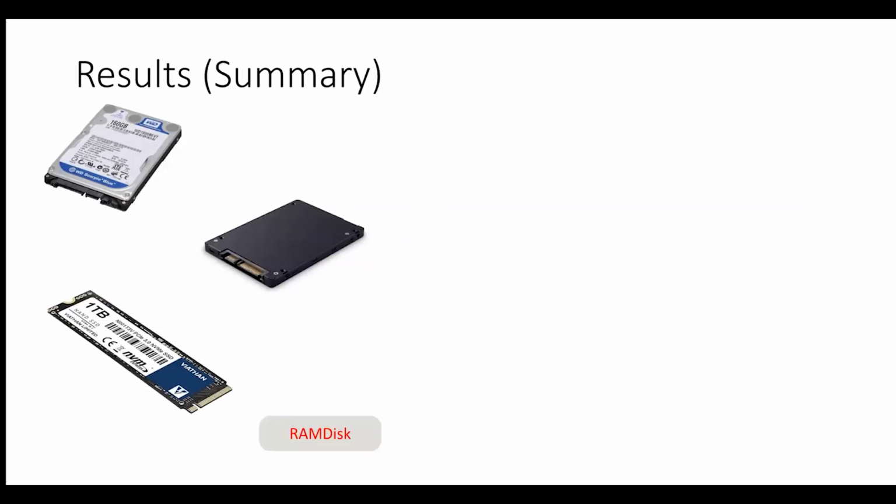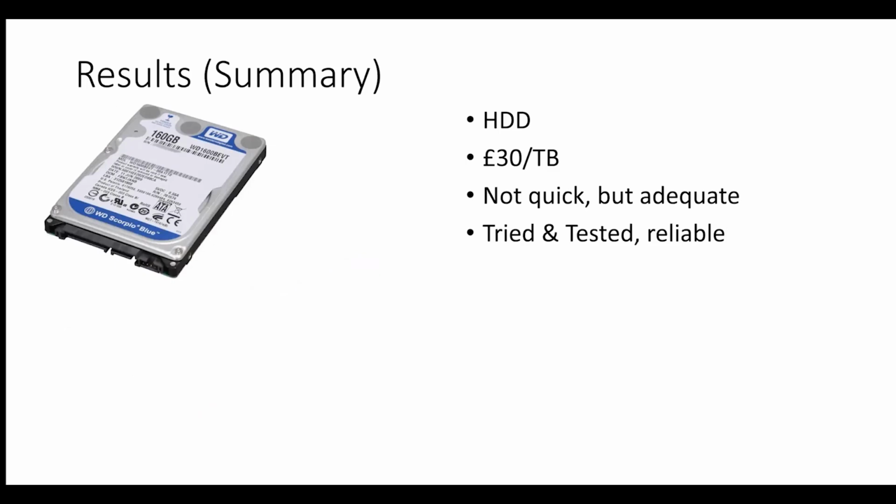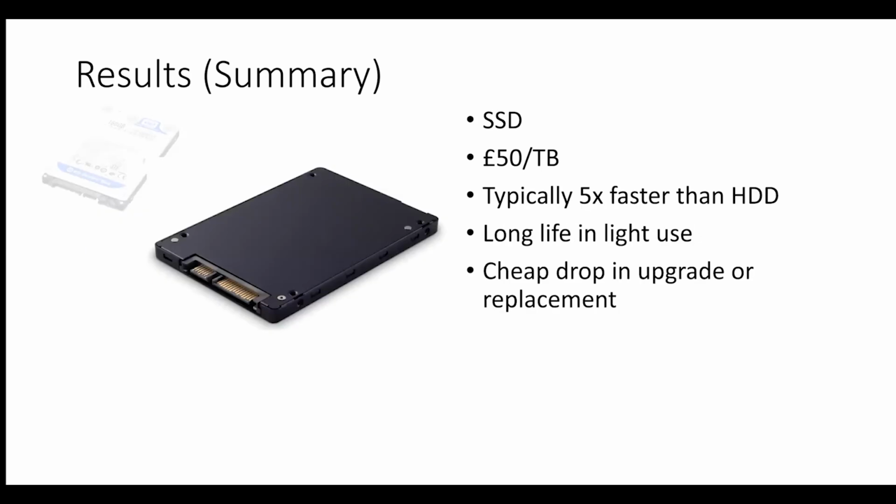So, in summary, mechanical hard disk, we all know about, £30 a terabyte. It's not quick, but it's adequate. We've been using them for decades, so we all know about them. They're tried and tested. Typical SSD is about £50 a terabyte, typically 5 times faster than its mechanical cousin.